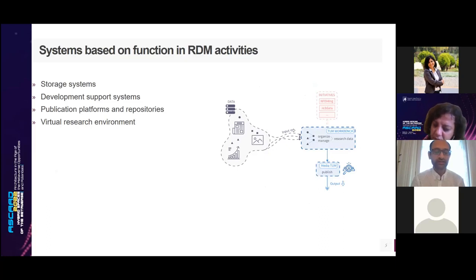During research, data evolves and goes through different stages and processes, for example, from raw data to processed data and to data as product. So it could have different versions based on versioning techniques, and different applications are being designed around different versioning techniques. Services and systems are also being formed to manage research data. These systems can broadly be categorized into 4 main categories based on their functions during research data management activities. Those categories are storage systems, development support systems, publication platforms and repositories, and virtual research environment.